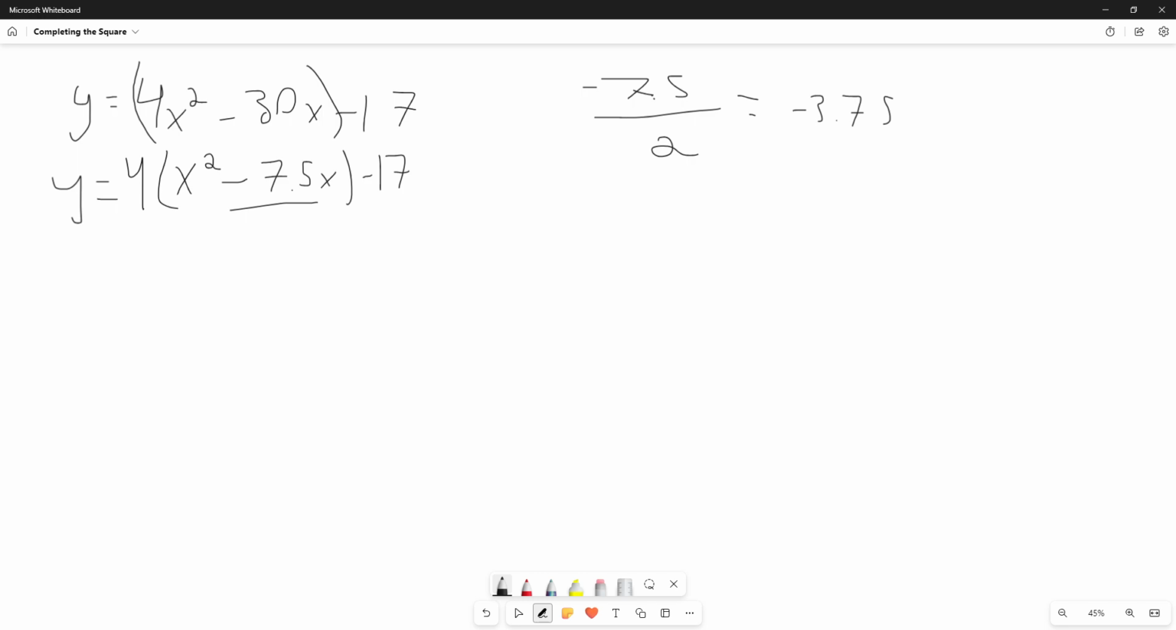roughly 14, but we want to bring this in a nice fraction form. So this minus 7.5 divided by 2 is actually minus 15 divided by 4. Then if we want to square it, it gives us 225 over 16.